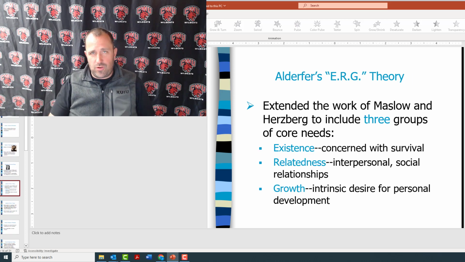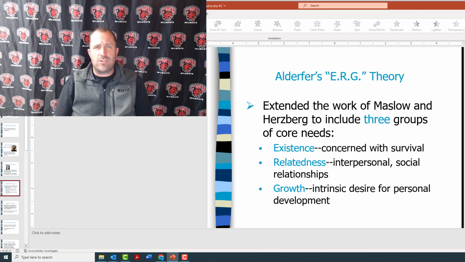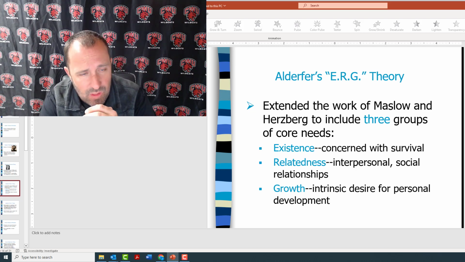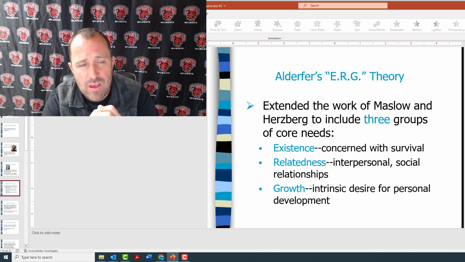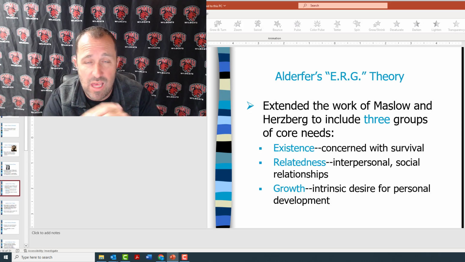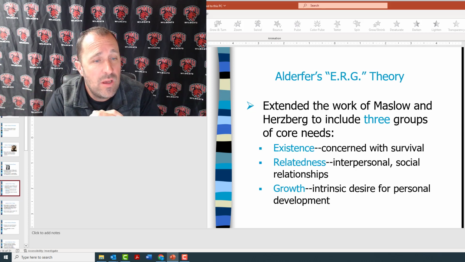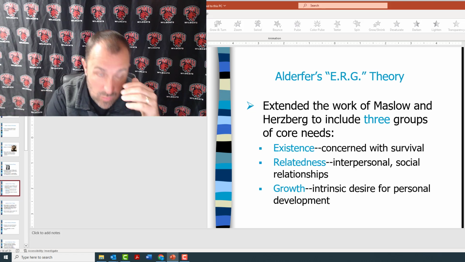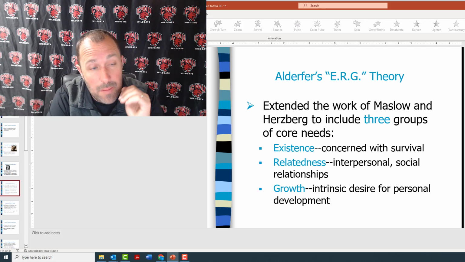And this dude Alderfer comes along and comes up with ERG. I remember this by just saying Alderfer for ERG: existence, relatedness, and growth. The idea is that these are core needs, and they sort of follow this order. Existence is just survival. Relatedness is connections with other people. And then growth is that self-actualization, career status, stuff like that.